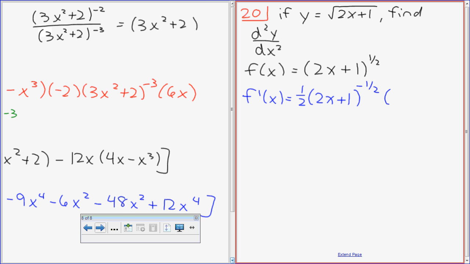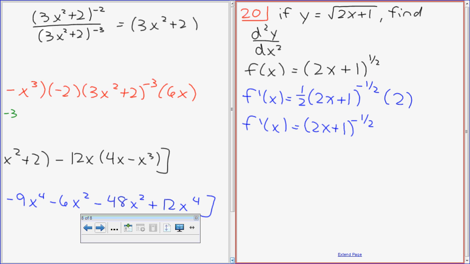And then this is just going to be times by. If that's the case, can't we just times the 2 by the 1/2? Totally can. So I'm going to say that f prime of x is going to equal 2x plus 1 to the negative 1/2. That's convenient. It is very convenient.